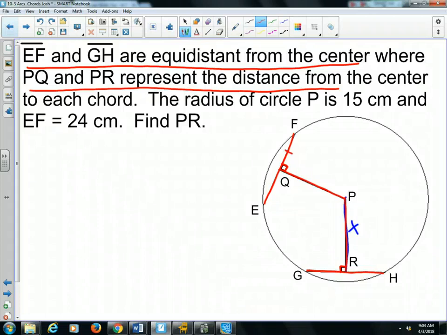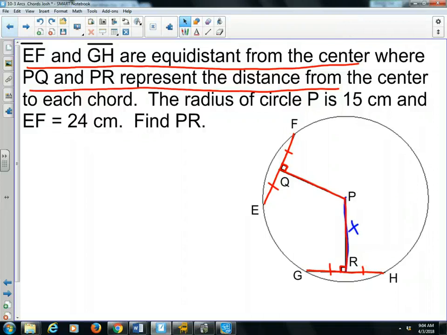So QF is congruent to EQ because it bisects that chord. And because PR bisects chord GH, then GR is congruent to RH. So we know all that stuff. It says the radius of the circle P is 15 and EF is 24.